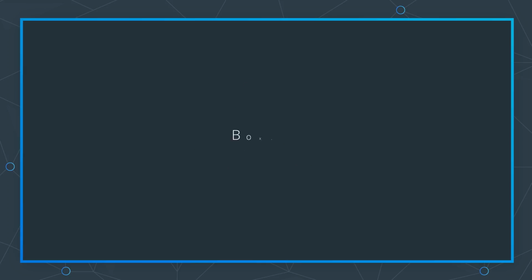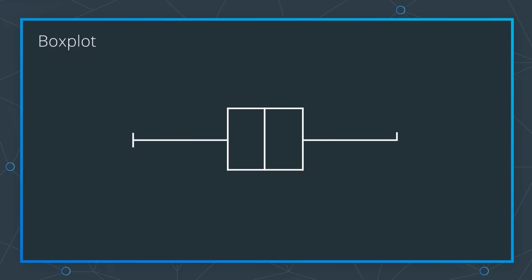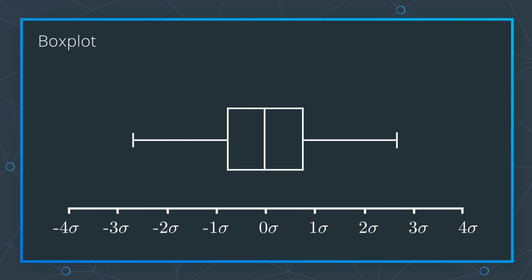We can also use a box plot to check for normality. As you'll soon see, the box plot helps to check for symmetry in your data. Normal distributions are symmetric around their mean. Here is a box plot. There is a box with a line inside.